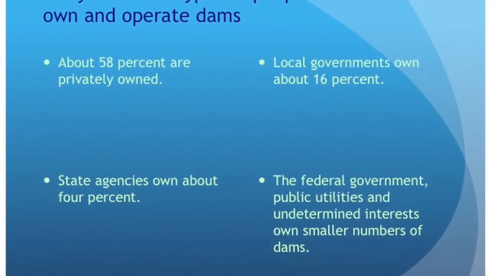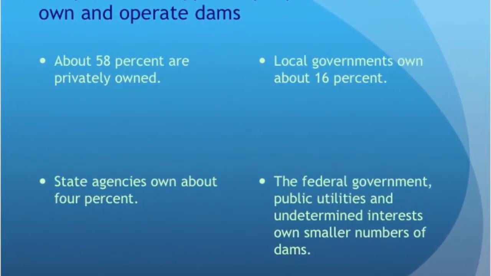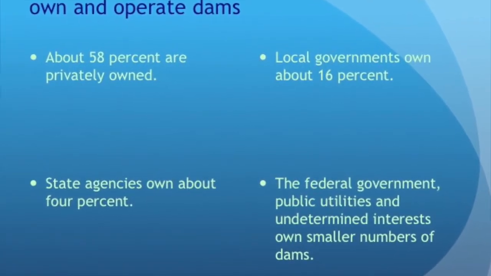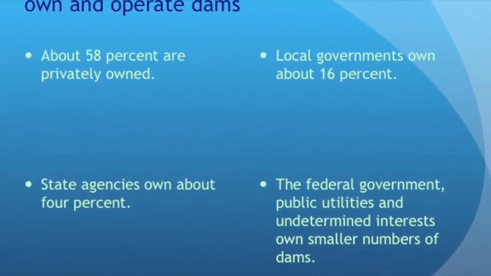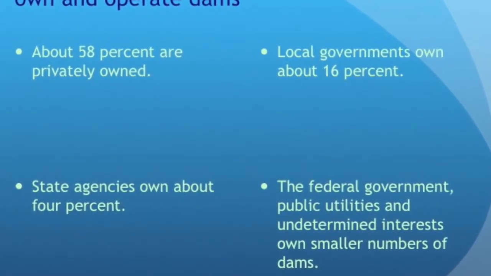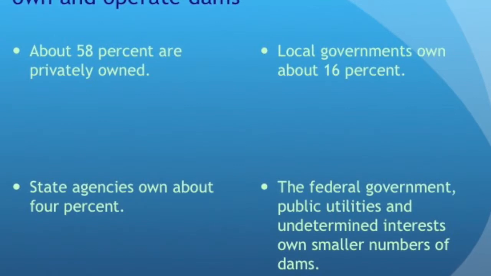Many different types of people and entities own and operate dams. About 58% are privately owned. Local governments own about 16%. State agencies own about 4%. The federal government, public utilities, and undetermined interests own smaller numbers of dams.